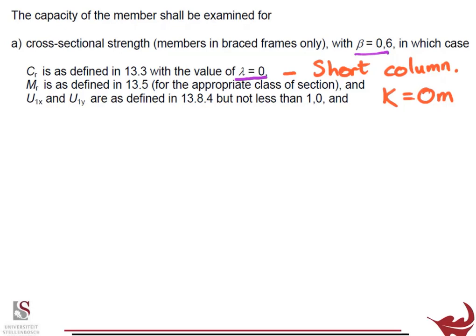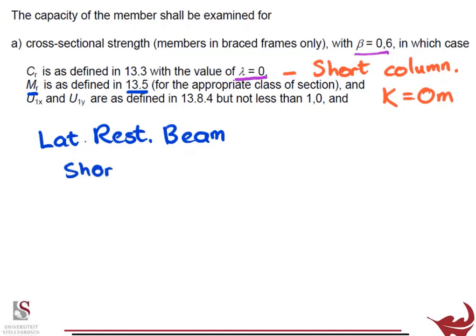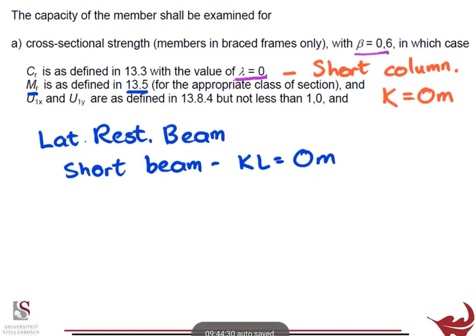And the exact same thing then for the beam. If you use MR as defined in 13.5. Now what is 13.5? It is laterally restrained beams. A laterally restrained beam is a short beam. It is a beam that does not experience lateral torsional buckling. So once again, our KL equals 0 meters. So we're checking stresses. We're checking at the maximum moment and the maximum axial load position. What are the stresses? Buckling does not come into it.